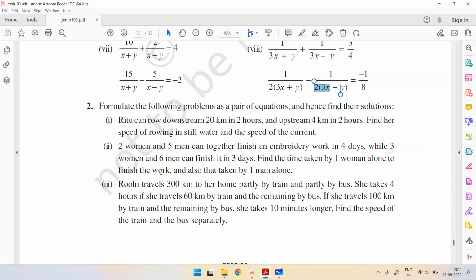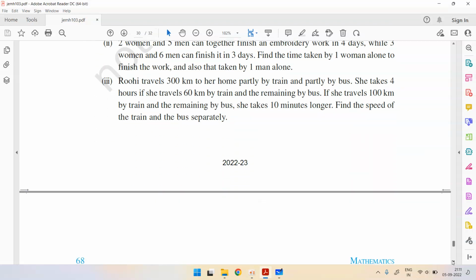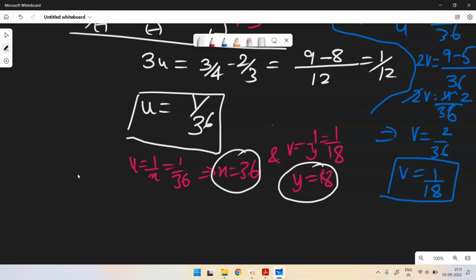So now the second question, third part. It says that Ruhi travels 300 km to home, partly by train and partly by bus. She takes 4 hours if she travels 60 km by train and the remaining by bus. If she travels 100 km by train and the remaining by bus, she takes 10 minutes longer. Find the speed of the train and the bus separately. So you need to calculate it separately.